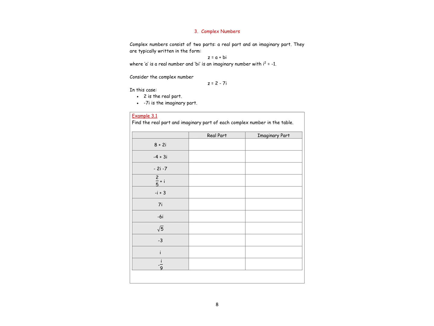This video is the third video in the complex number set of videos, and in this video we're going to be looking at complex numbers themselves. Now, complex numbers consist of two parts, a real part and an imaginary part. They are typically written in the form a plus bi, where a is a real number and bi is an imaginary number where i squared is equal to -1.